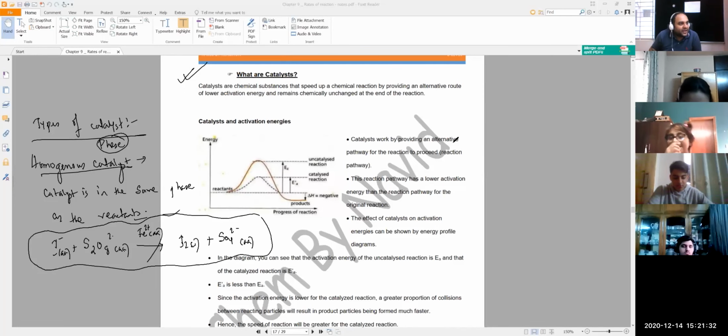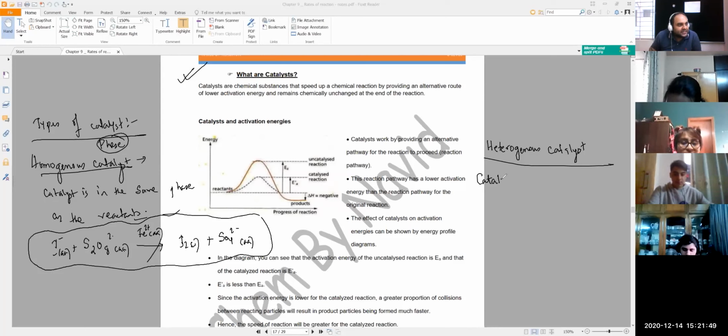And then we have heterogeneous catalyst. Heterogeneous catalyst is the catalyst that is in a different phase from the reactants and products.